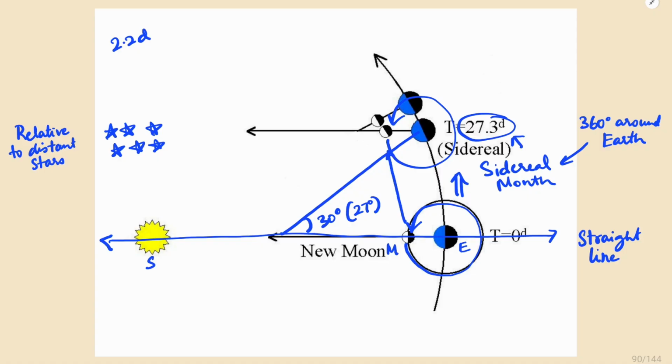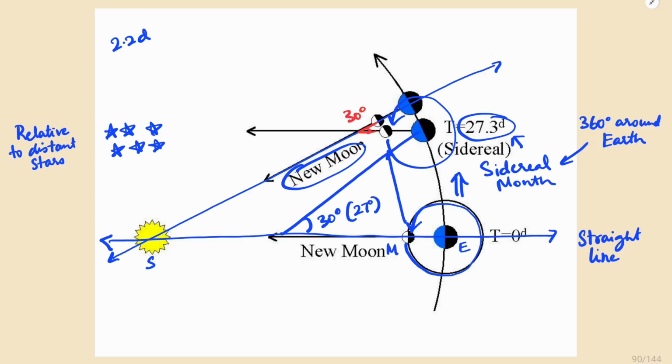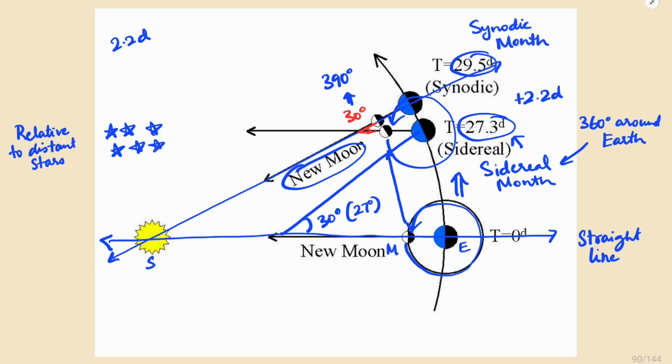To realign with the sun-earth system and complete the lunar phase cycle, the moon must travel an extra 30 degrees, making it a total of 390 degrees. This takes an additional 2.2 days, making the total duration 29.5 days, which is called a synodic month. The synodic month is the time from one new moon to the next new moon, or from one full moon to the next full moon.